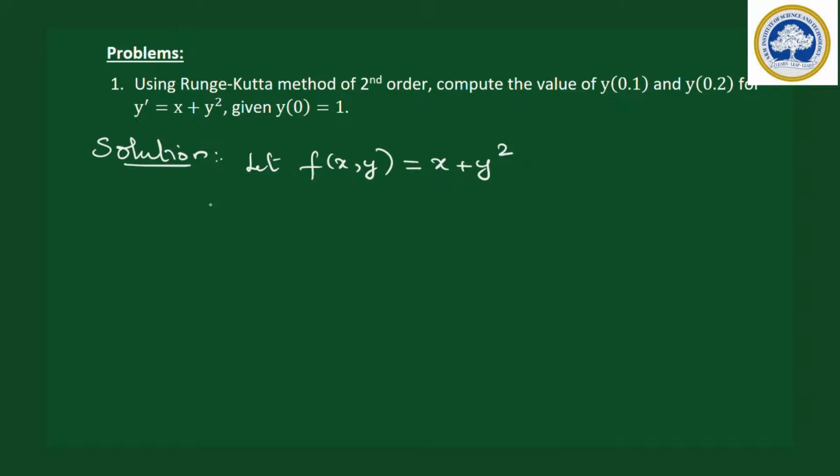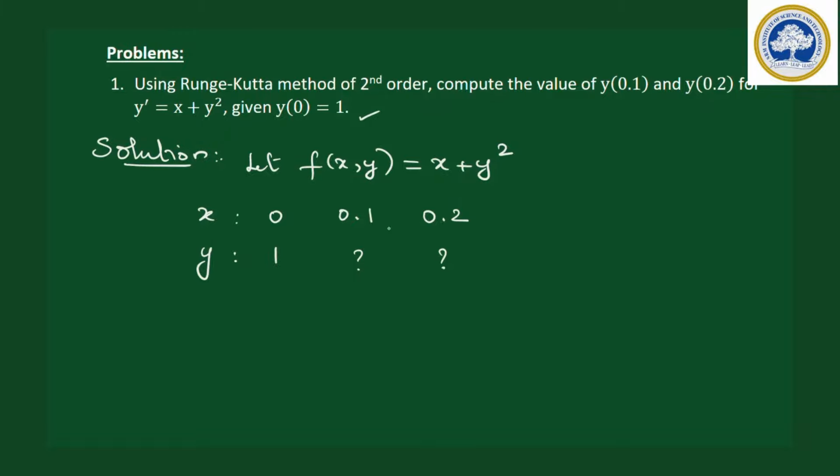Moreover, we want to find the value of y for x = 0.1 and 0.2. What is given already is 0 and 1. So when x is equal to 0, y takes the value 1, which we are taking from the initial condition given. Apart from this, we have to find the value of y at 0.1 and the value of y at x = 0.2. So this is our question.